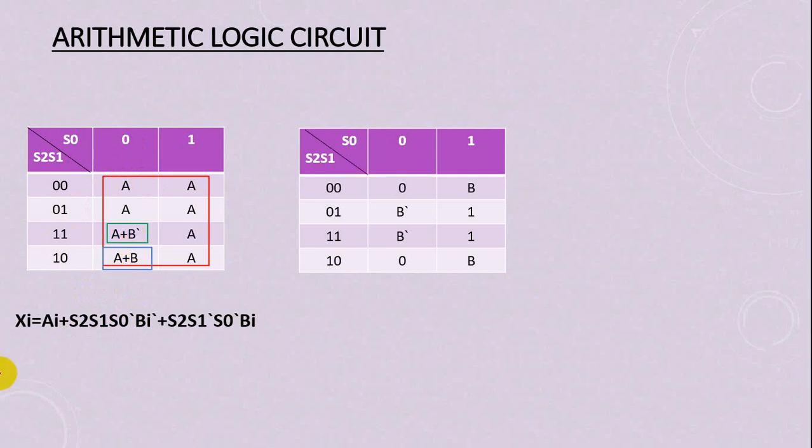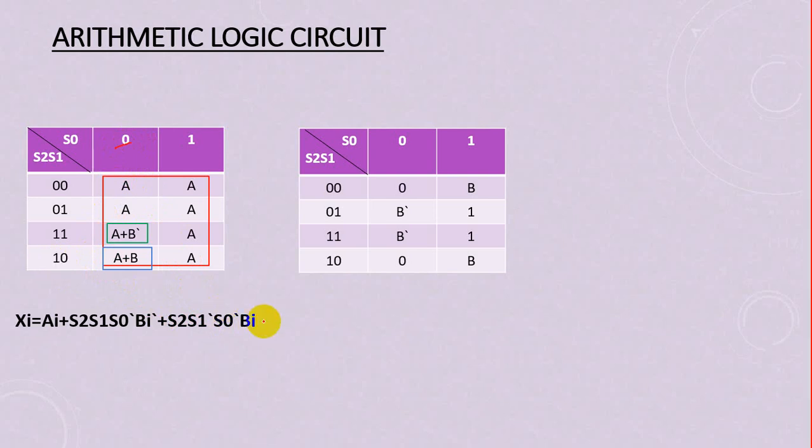For the blue color block, look at over here. This is S1 bar, S2, S0. Look at over here, S0 bar. So S0 bar, S1 bar, S2. S0 bar, this is S0 bar. Okay. S1 bar, S2. D.